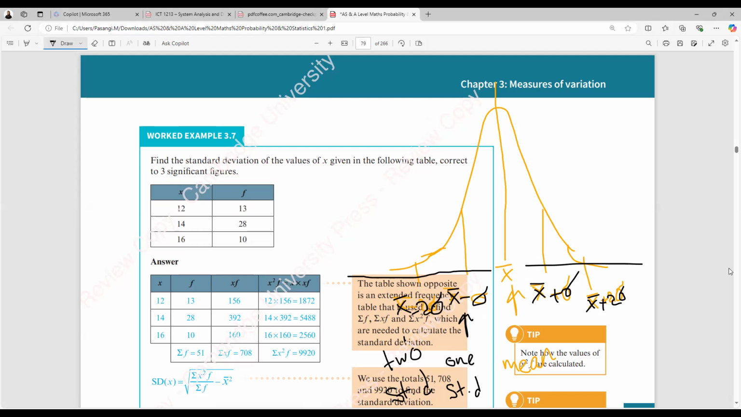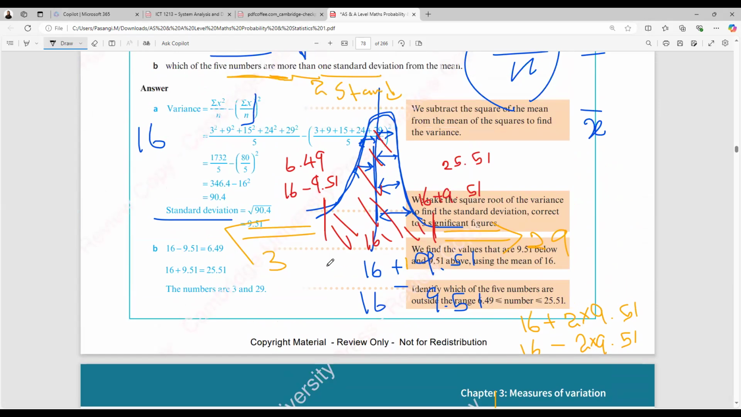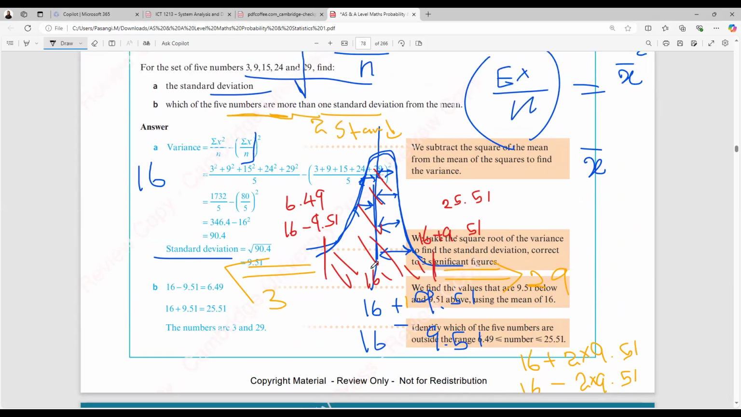Okay, teacher. That is done. So that's what they have mentioned here. Then the numbers would be 3 and 29. And also, can you draw this one according to the question? I think it would help. Then you can figure out how we get this 3 and 29 according to the question.